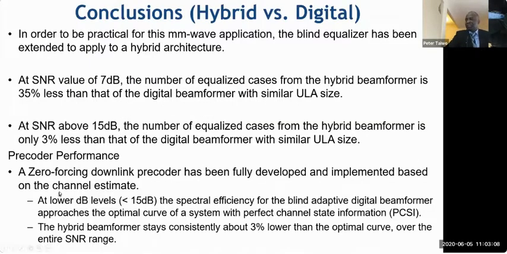So we have also developed a zero forcing downlink precoder, and this is fully developed. And at lower dB, we have observed that the blind adaptive digital beamformer approaches the optimal curve of a system with perfect channel state information. And generally, across the range of SNR we consider, the hybrid beamformer stays consistently about 30% lower than the optimal curve over the entire range of SNR.